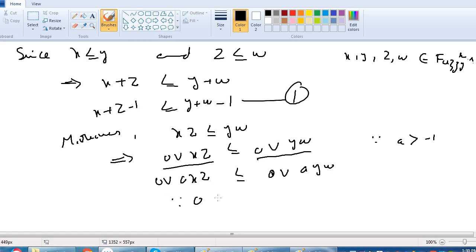Since we can write that 0 union with 0 cannot be negative, because these cannot be negative, therefore we can multiply them. So it becomes my equation number 2. This is our equation number 2. 0 union axz is less than or equal to 0 union ayw.